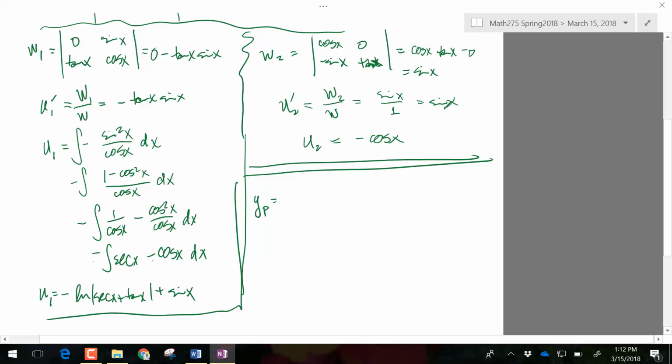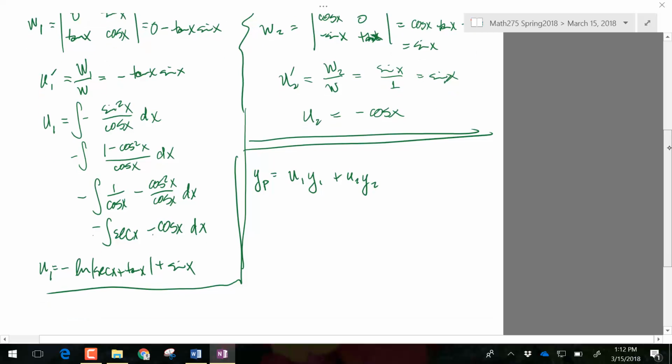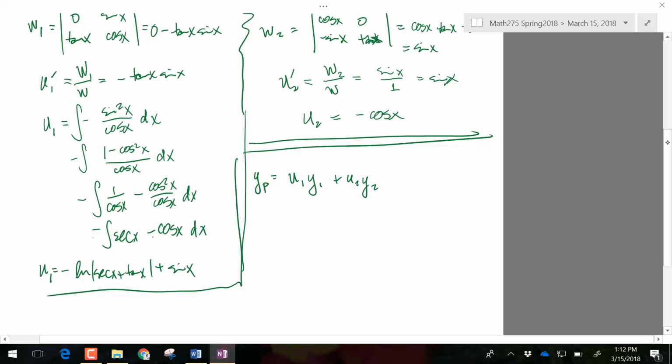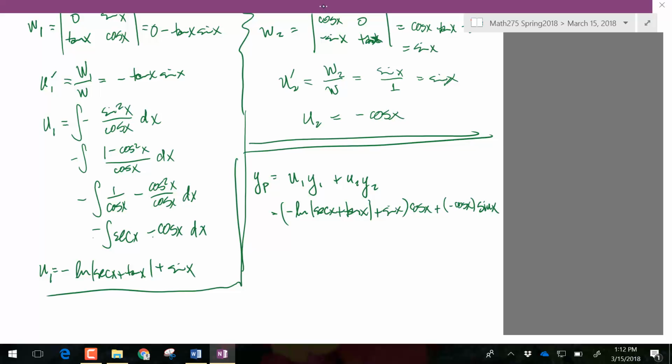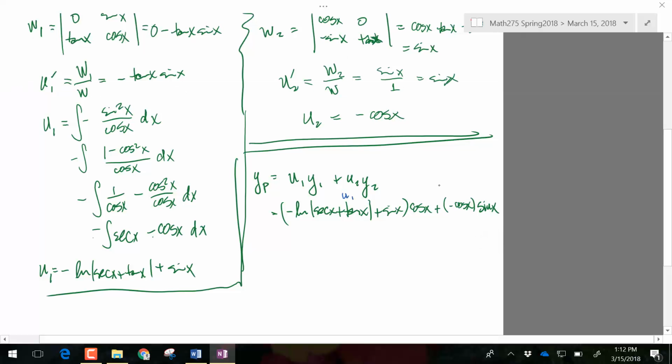So y sub p, remember, is equal to u1 times y1 plus u2 times y2. So y sub p includes the y1 and the y2 that we got. That is to say that we have a minus ln of secant x plus tan x plus sine x, and all this is going to be multiplied by your y1, which was cosine. And then we have a plus, and then our u2 is negative cosine x, and then our y2 was sine x. So let's label this all U1, Y1, U2, Y2.